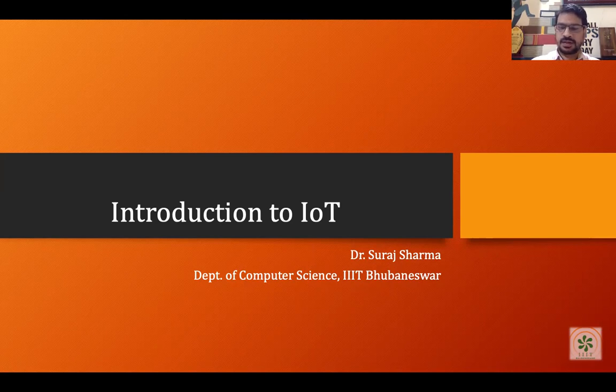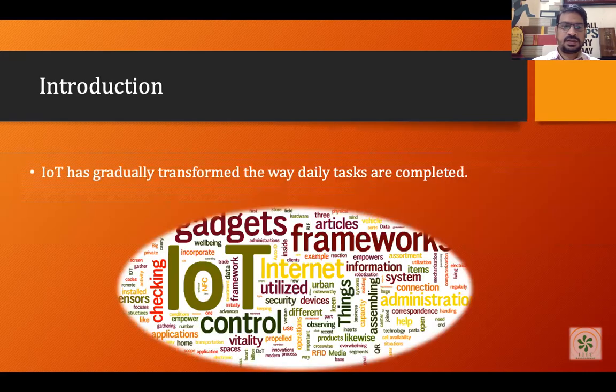So let's go to the introduction part of IoT, and let's talk about what is the meaning of IoT and how it is helping us. Now it is written in one sentence. It says that IoT has gradually transformed the way daily tasks are completed.